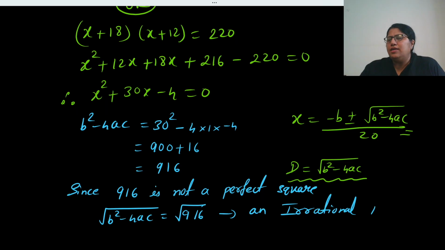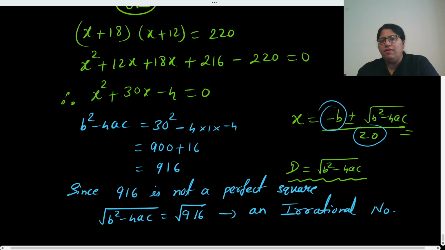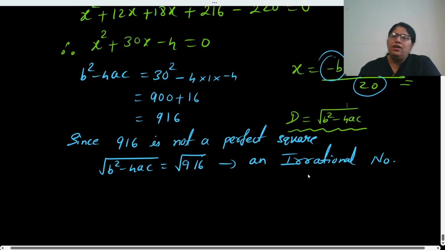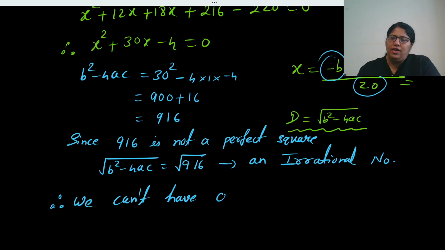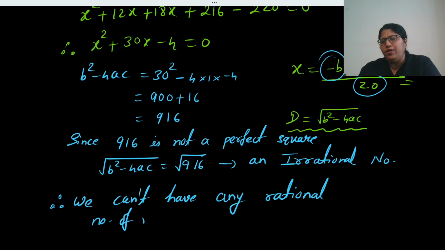Now, if you add an irrational number or divide by an irrational number, you always get an irrational number, right? Therefore, we cannot have any such value of x where the area is 220. Therefore, we cannot have any rational value. They can be irrational numbers, non-terminating, non-recurring decimals. We cannot have any rational number x for which the area is 220 square centimeter.